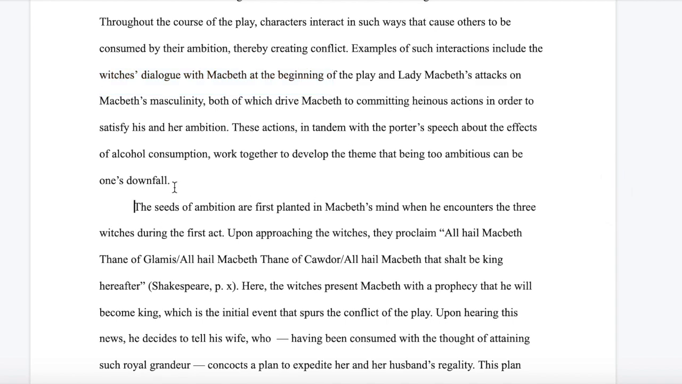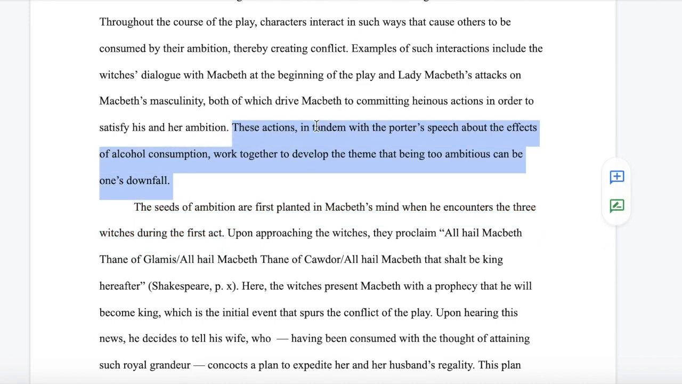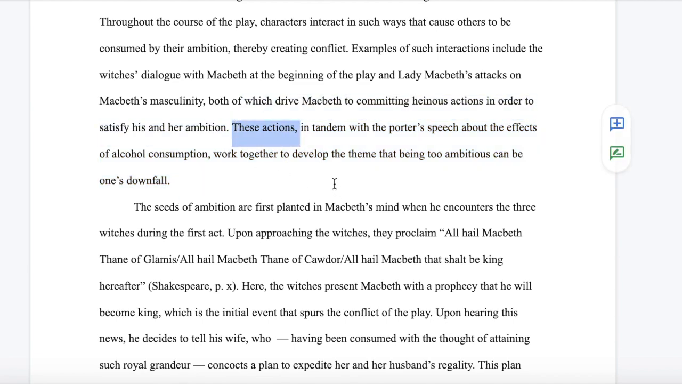And it also relates to my theme, because the theme is that being too ambitious can be one's downfall. And remember, relating new topics that you're mentioning, or new sentences in other paragraphs, to what you said previously is something that you should be doing throughout. So I begin by saying that seeds of ambition are first planted in Macbeth's mind when he encounters the three witches in the first act. So after you have that subclaim, which is a small part of my overall claim right over here, I'm talking about the actions that are creating conflicts to develop the theme.